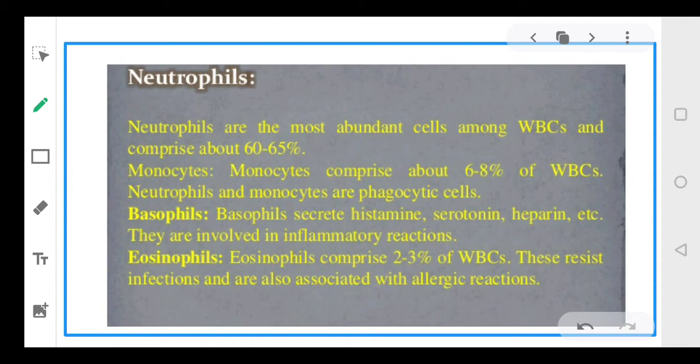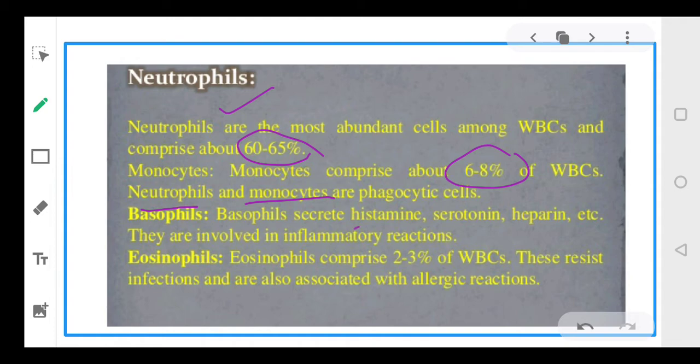Clear, everyone? So coming to the neutrophils, as I told you, neutrophils are the majority of our WBCs. They are approximately 60 to 65% of the total WBCs present. Monocytes are approximately 6 to 8% of WBCs. Neutrophils and monocytes are both phagocytic in nature.